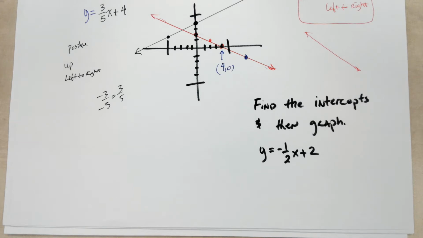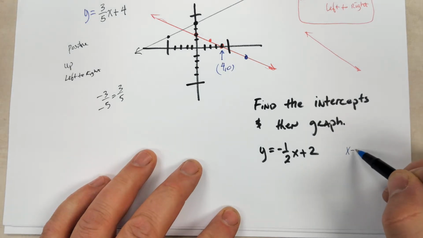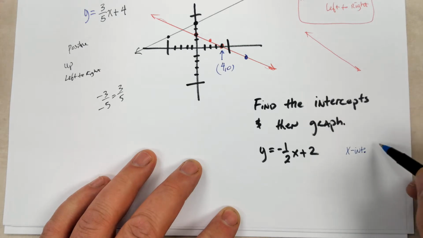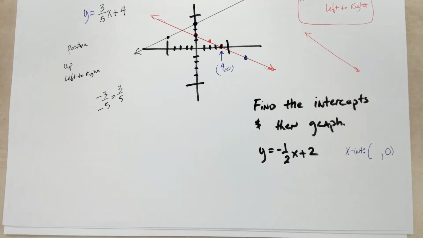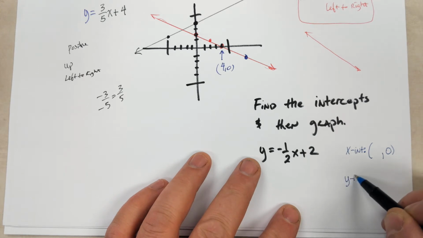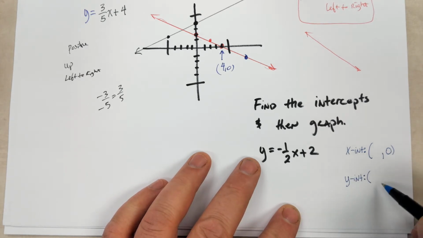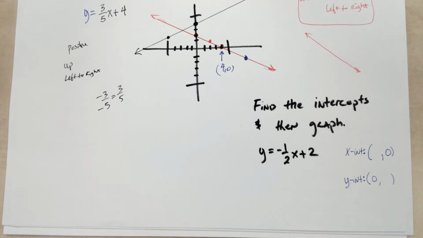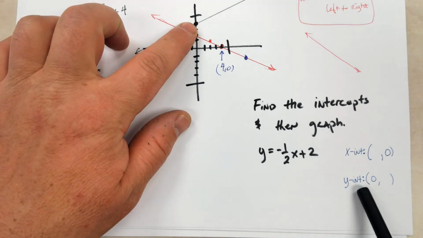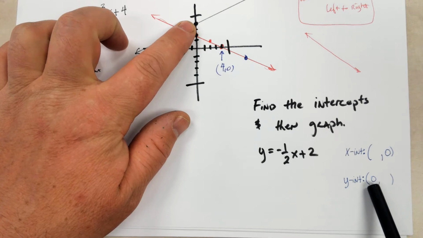Okay, so the x-intercept, here's what it's going to look like. It's going to be a number for x and then 0 for y. I always write it like this because it helps me keep straight in my head what I'm going to do. And for the y-intercept, x is always 0.